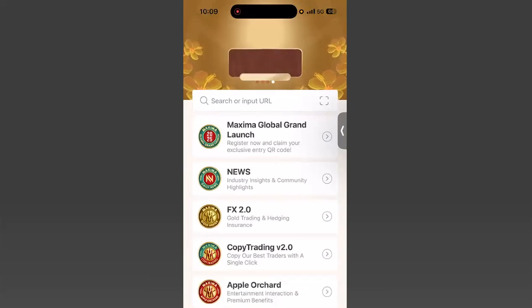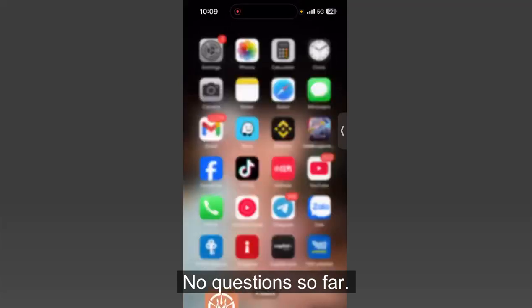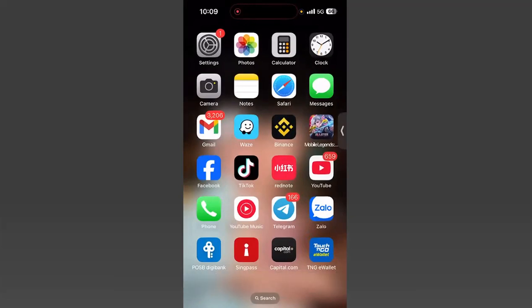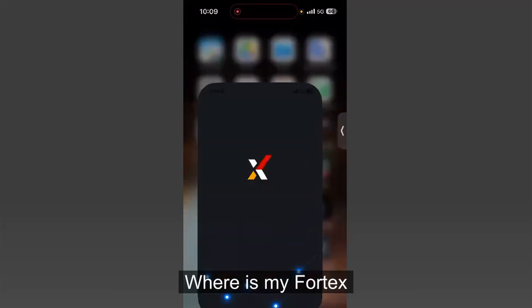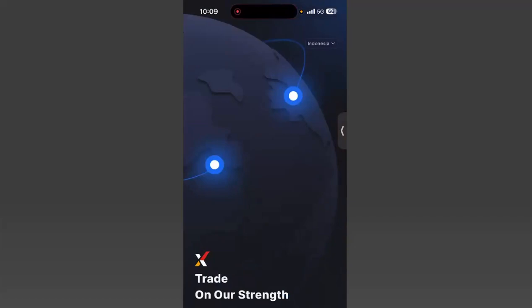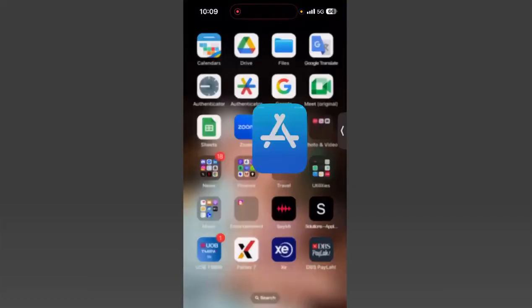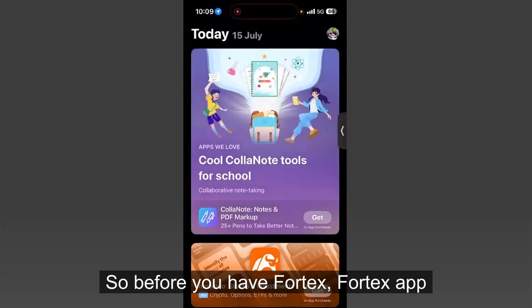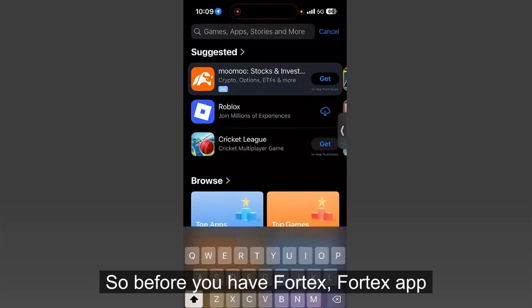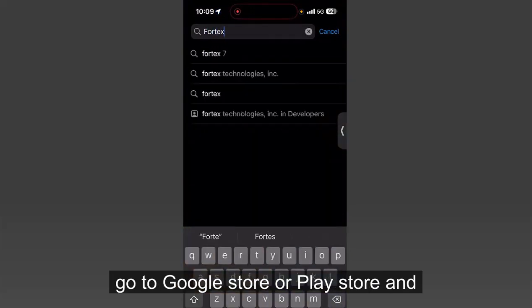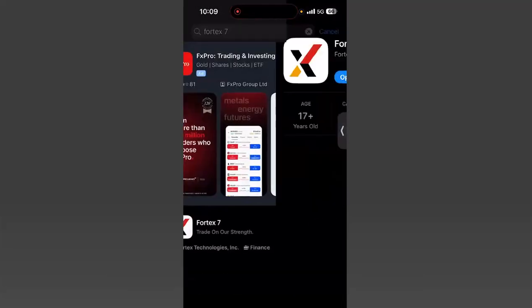Fortex. All good, no questions so far. Beautiful. Today we have a lot of things to share. All right, where is my Fortex? Okay, come over to Fortex. Fortex is where we can trace our trades. So before you have the Fortex app on your phone, you need to go to Google Play Store and download Fortex 7.